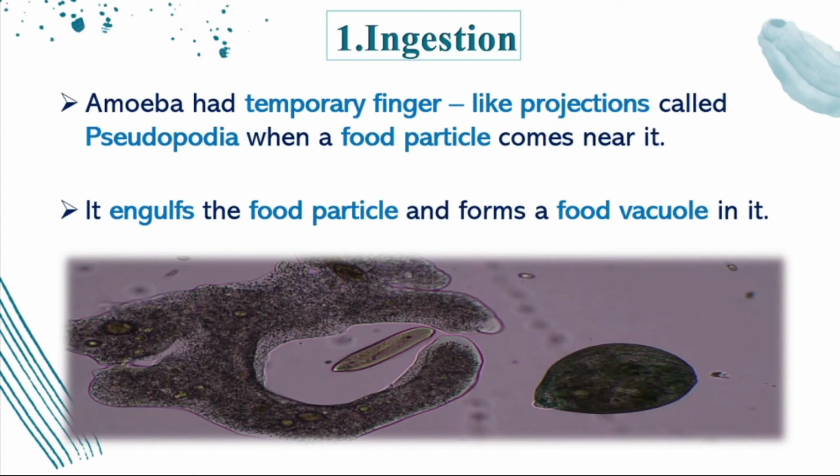The first one, ingestion. Here amoeba has temporary finger-like projections called pseudopodia, also known as false feet. When a food particle comes near it, a finger-like projection is formed. That is called pseudopodia. What is the role of pseudopodia? It engulfs the food particle and forms a food vacuole.